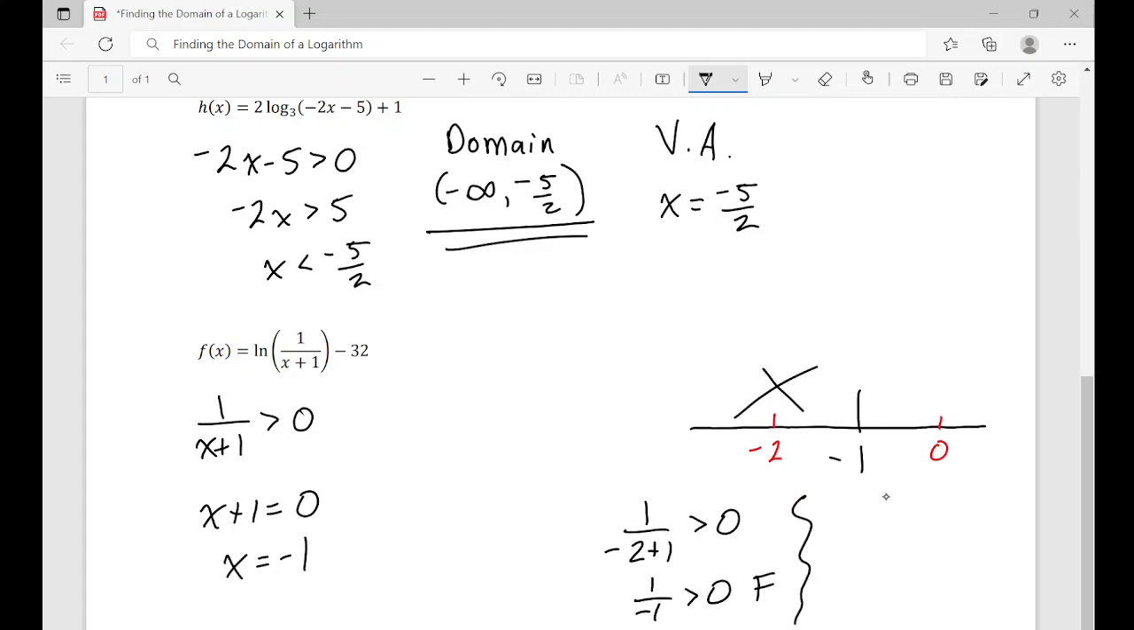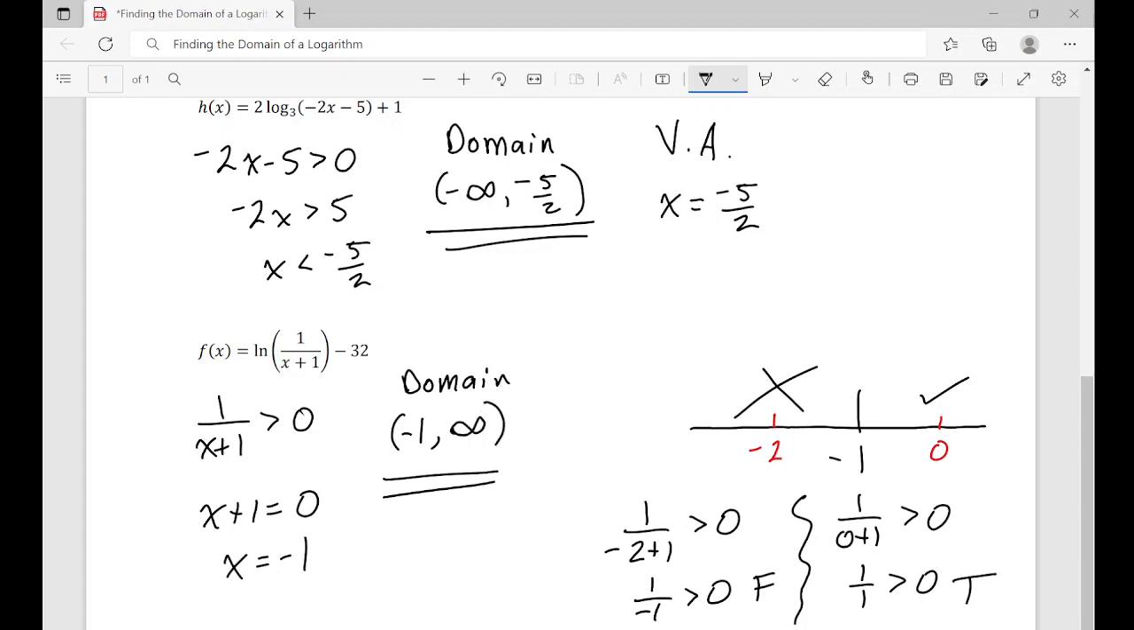Now I'm going to put 0 in, and we get 1 over 0 plus 1 is greater than 0, which is just going to be 1 over 1. So again, a positive is greater than 0. That is true. So this side is what's true. So the domain is going to be negative 1 to infinity. And we should have a vertical asymptote, again, at x equals negative 1, because this is where it cannot cross.